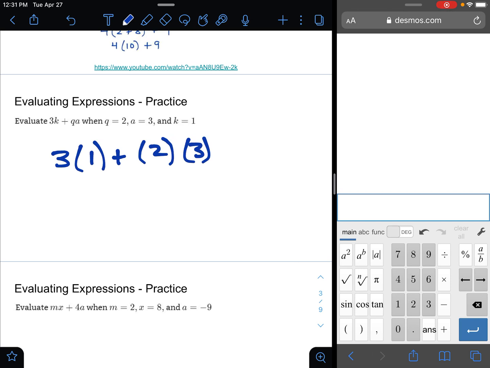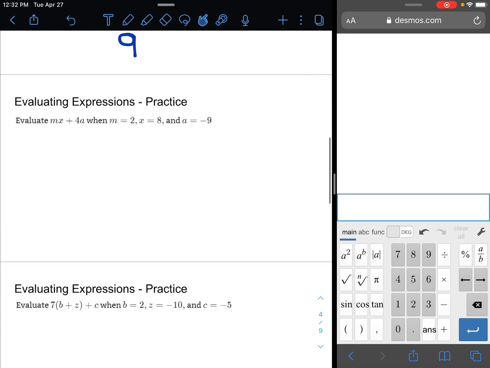That way you don't forget about multiplication. If you didn't have it on the qa here, you might think this is 23 instead of 2 times 3. So we need the parentheses there to keep that multiplication there. Then we just follow order of operations. So 3 times 1 is 3, plus 2 times 3 is 6. 3 plus 6 is our answer, which is just 9.